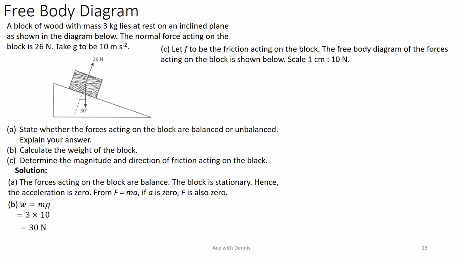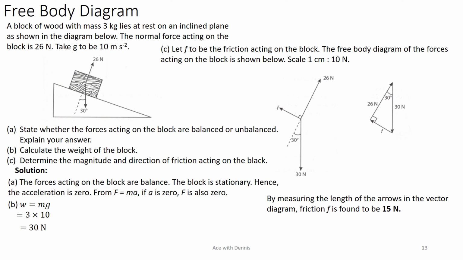For C, let F be the friction acting on the block. The free body diagram of the forces acting on the block is shown below with the scale 1 cm to 10 newtons. You can try to draw with this scale as well. So it will look like this, and we can move the forces by applying the tip to tail method, and it will look like this. By measuring the length of the arrows in the vector diagram, friction F is found to be 15 newtons.